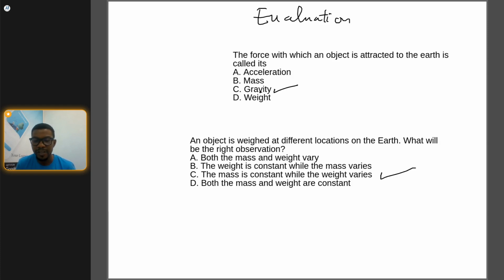Perfectly correct. So you know we said that the mass is constant and the weight varies. It changes. Okay, that's good. So one more question so that we can round up for today.